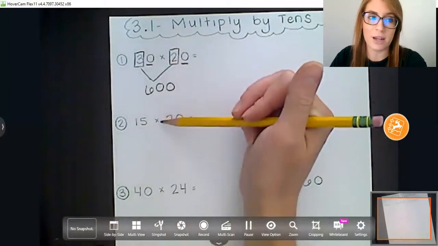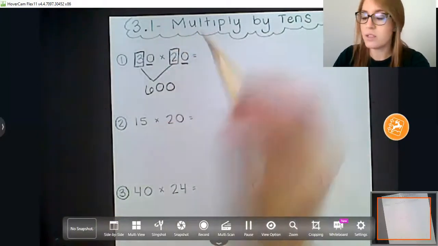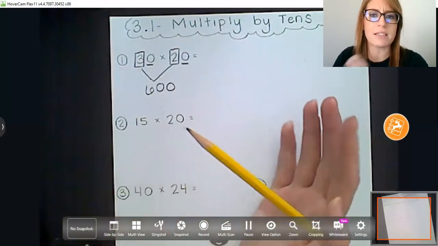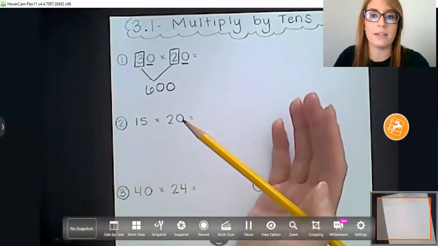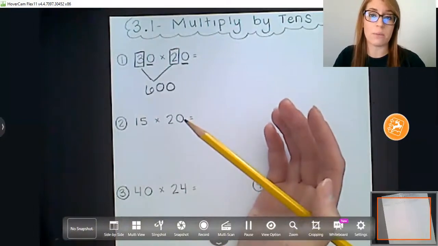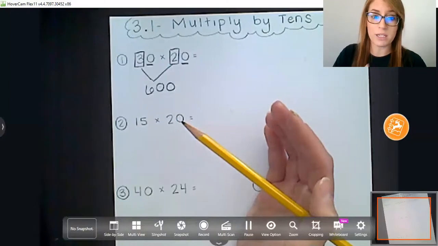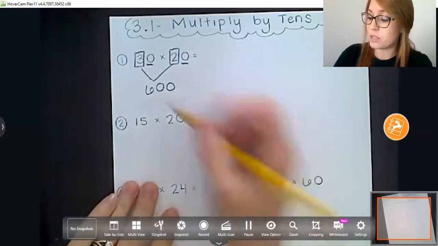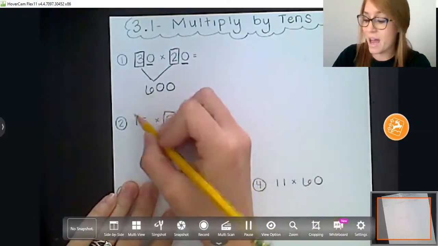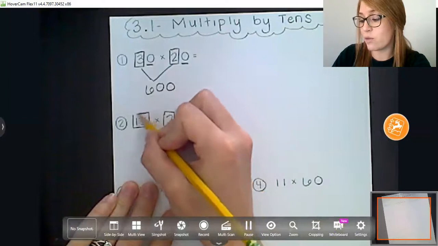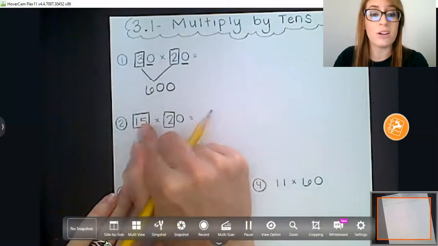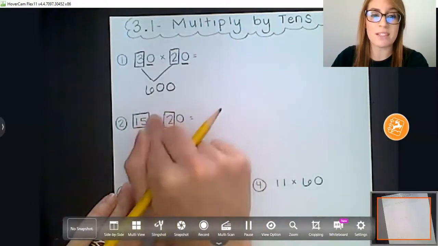Okay, but here's where it gets a little bit trickier, okay? So when you look here, 15 times 20, do we see any basic facts that jump out at us that we know just right off the bat? I don't see anything that jumps out at me that I know right off the bat. But here's what we're going to do. We are going to take this 2 and we're going to multiply it by this whole 15 over here. Do we know how to do 15 times 2? We sure do, because we learned the regrouping method, remember? Same thing, that's how we're going to multiply this.